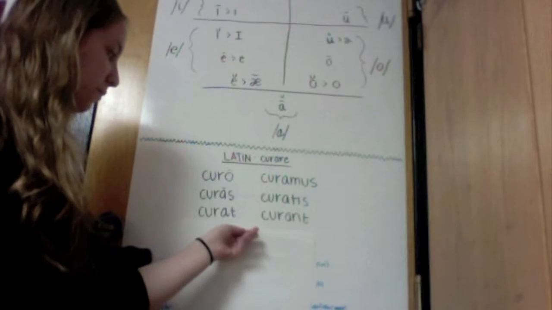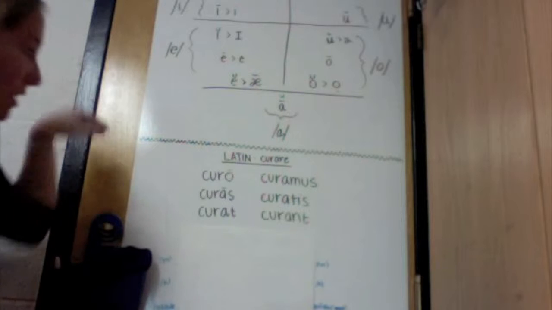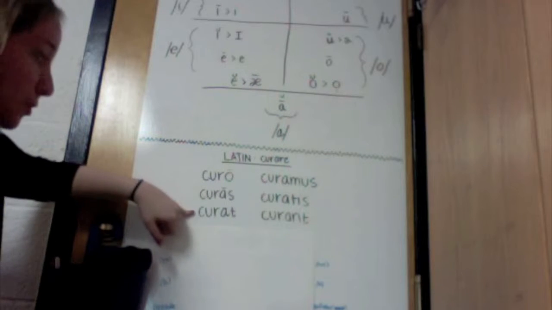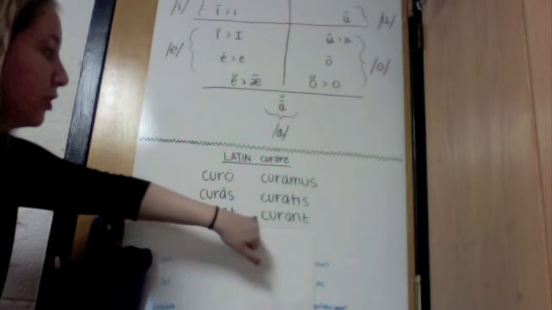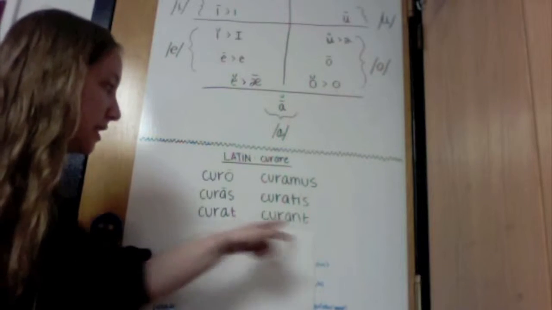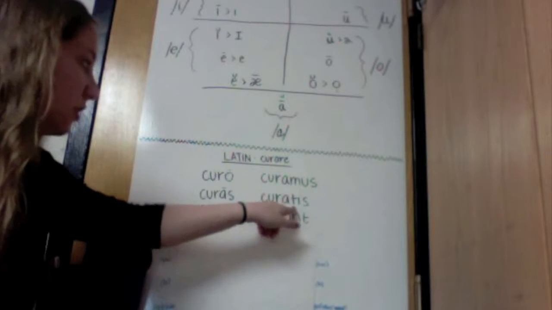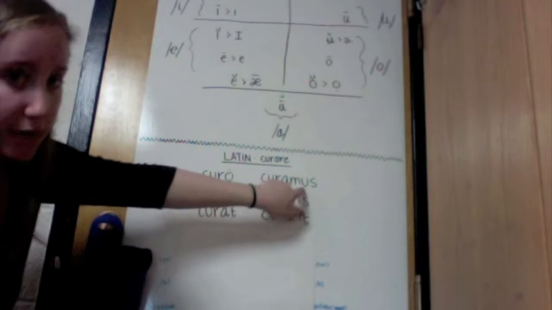And I'm going to show you how it differs. In Latin, it's curo, curas, curat, curamus, curatis, and curant. So you can see that there's the addition of the T here, here, and here. And instead of an M-O-S, it's an M-U-S.